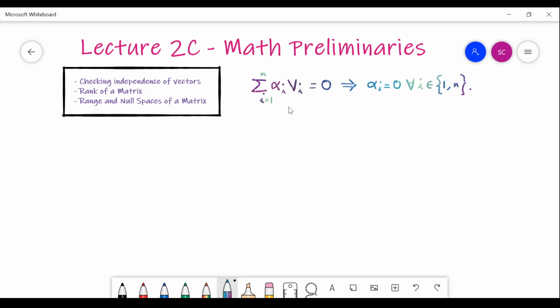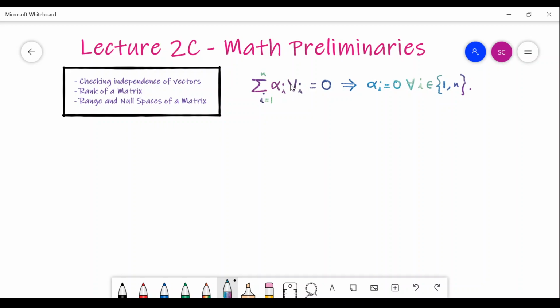So if we come to see that no, there are some alpha with which we can also get this equation valid, then what does that mean? That means that some of the vectors are a linear combination of other vectors. Then the set of these n vectors v1 to vn would not be an independent set of vectors. That is what we can conclude.